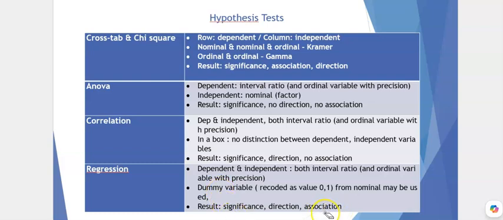And the association we can also find by the R square. That is how much amount is accounted for this result, so that we will also find the association. So this is about the chi-square test, ANOVA test, correlation, and regression test.